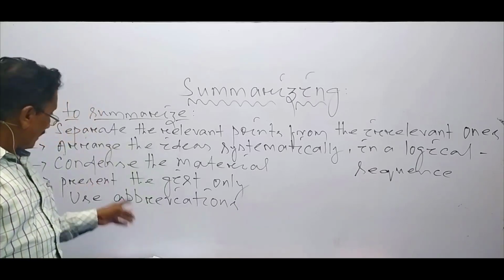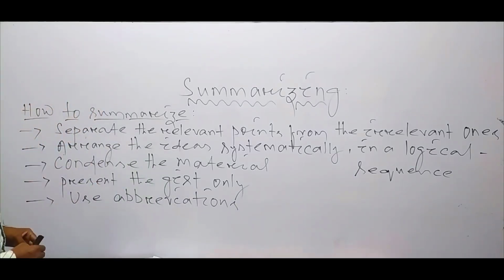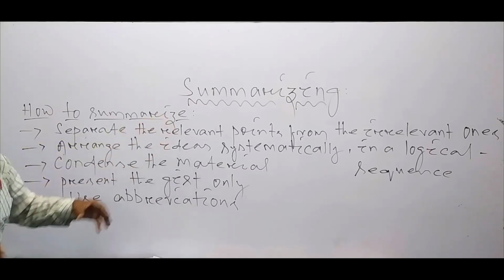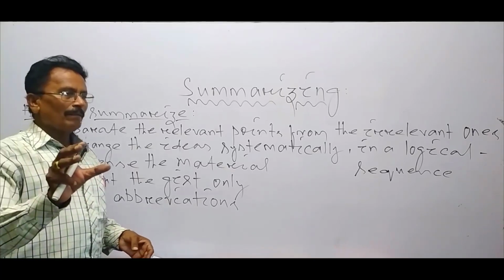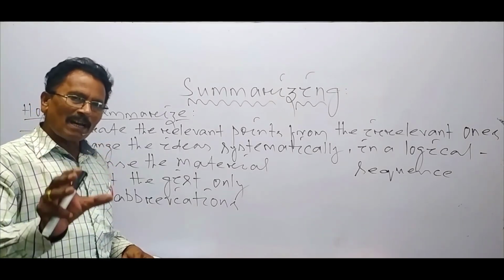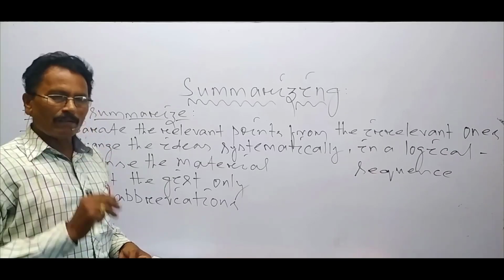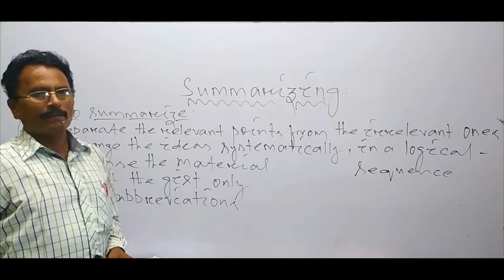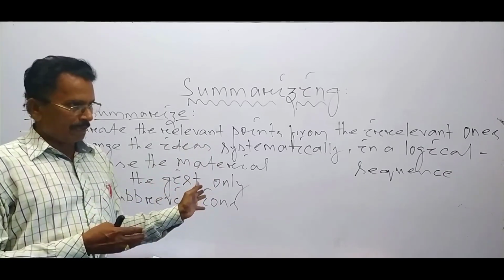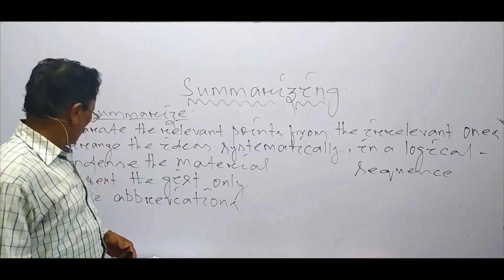Next thing is present the gist only, the theme only. Gist means your theme. No need to describe a lot, just like in the passage. We have to mention the central idea of the passage in our summary. Irrelevant things, I have already told, we have to leave out.